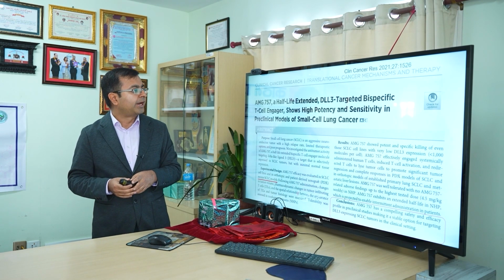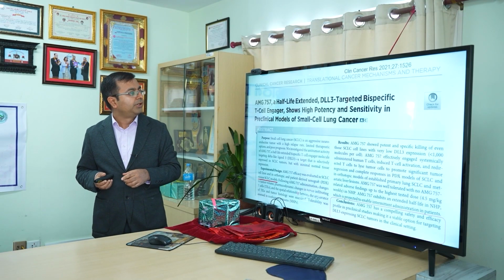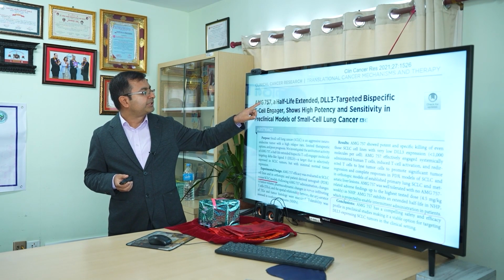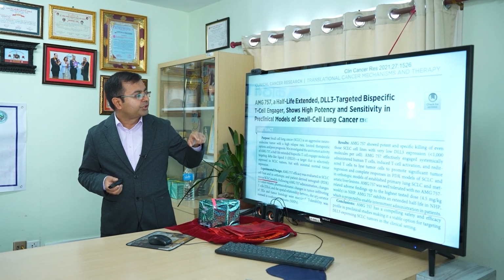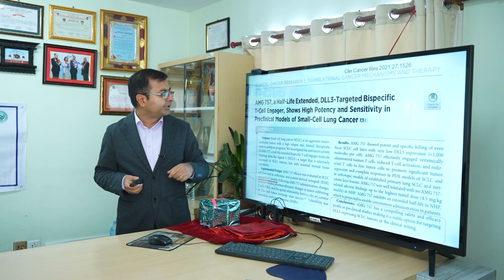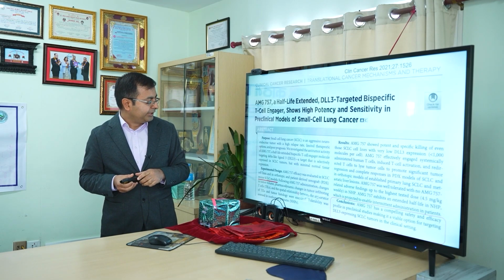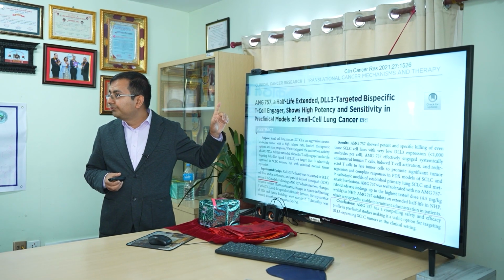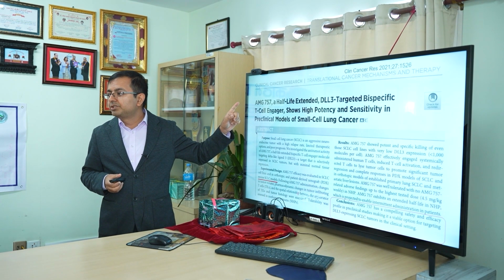So let's look at a real life example. There's a new drug called Subhs. This drug works in small cell lung cancer. So what they did is, this is a paper, which phase is this paper?